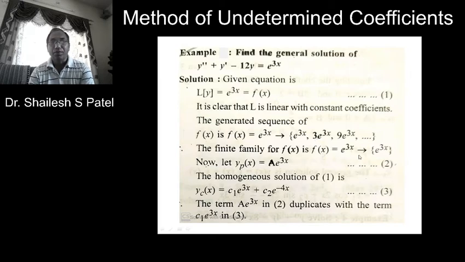So after generating this family, now we can write down yp(x) directly as capital A times e raised to 3x, where capital A is some constant. This is what we want to determine, as the name of the method is method of undetermined coefficients. This is the coefficient we have added, and it is undetermined, and that we want to determine. So once you determine the value of A, the process of finding the solution, that means yp(x), is over.